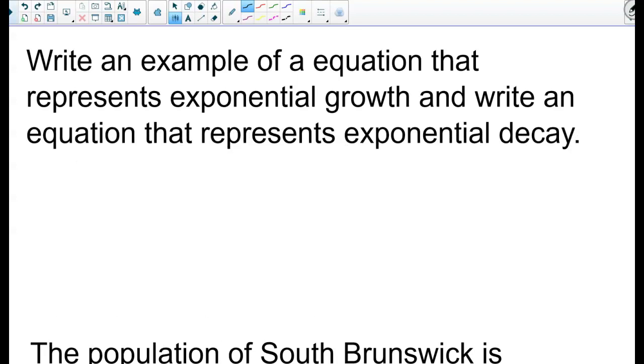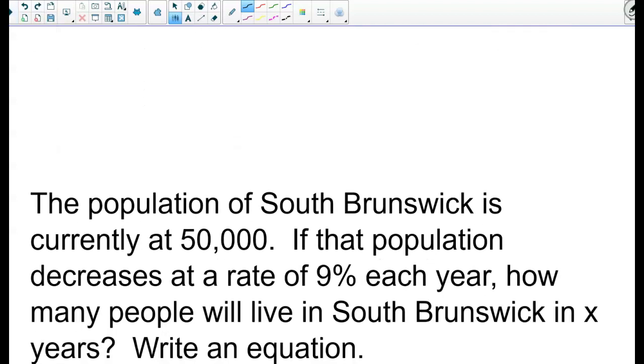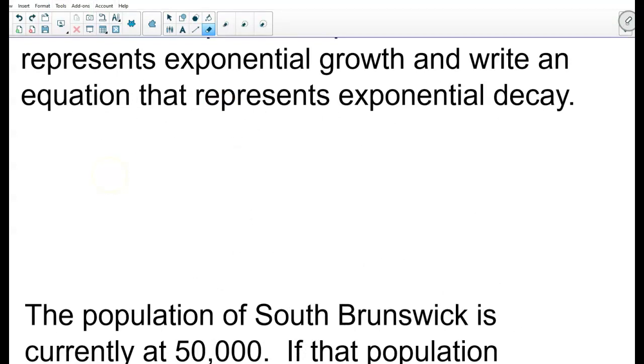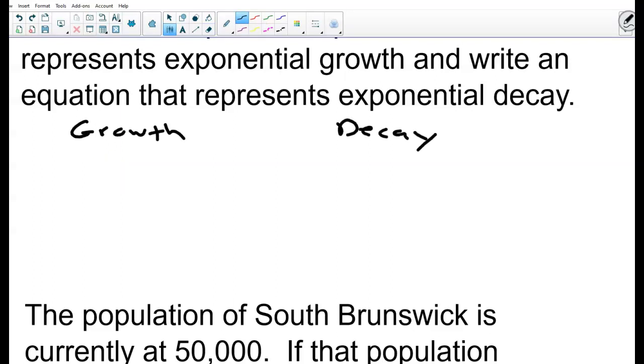Write an example of an equation with exponential growth. Write an example of an equation with exponential decay. Growth, decay. The initial amount is irrelevant. I can put any number I want. I'll put 1,000 in for both. We know they're always going to equal y. That doesn't change anything.